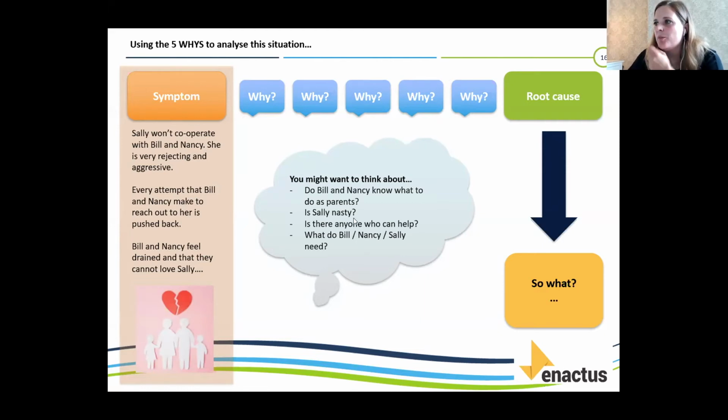Things we think you might want to think about, just to start you off, would be, do Bill and Nancy know what to do as parents? Is Sally nasty? Is there anyone who can help? And what do Bill or Nancy or Sally need? So when you come back from your breakout groups, we'll be asking you what you think the root cause is and how you think you might be able to solve the problem.